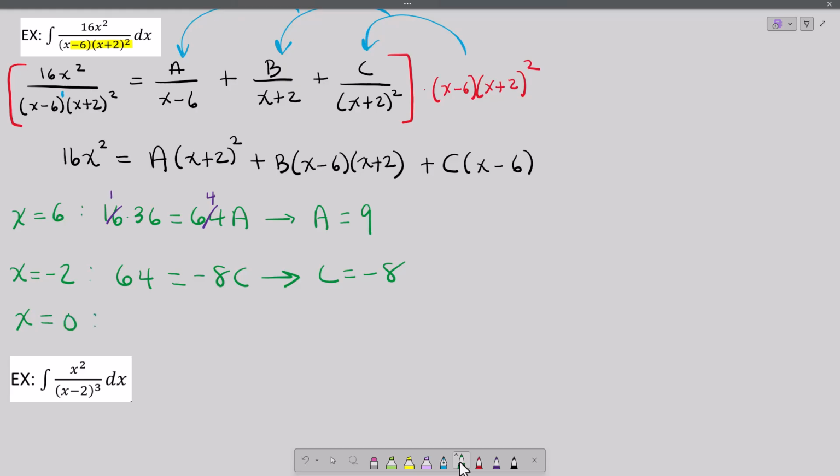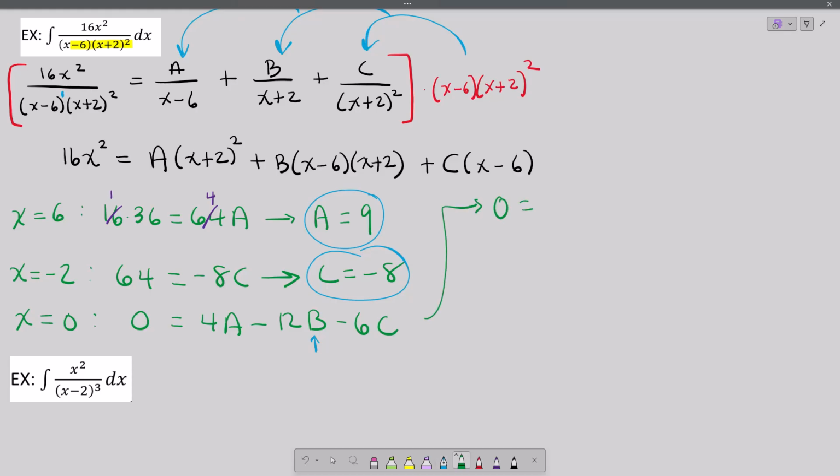You can plug in any number you want because this equation has domain all reals. So if we plug in 0, on the left we get 0. On the right we get 4a. Plug in 0 here, we get negative 12b. Plug in 0 there, we get negative 6c. We already have our a and c solved for. So the only one we need is b. Do you see how we get b? We're going to plug in a right there, we're going to plug in c right there, and then solve for b.